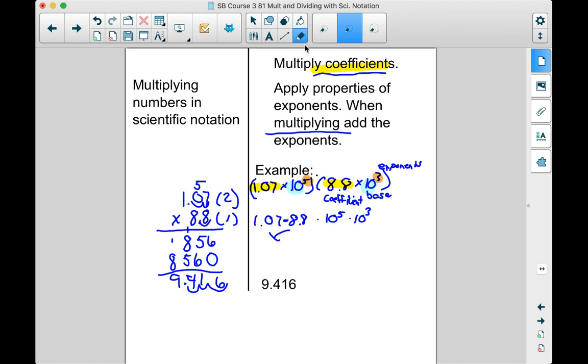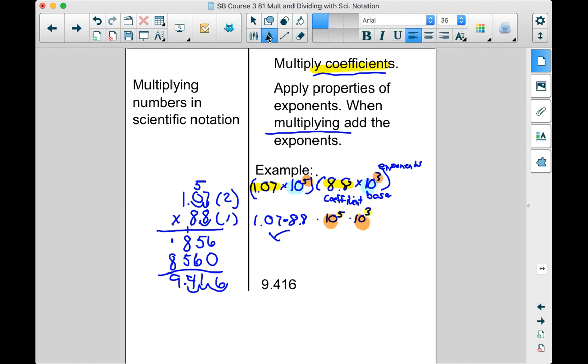All right, so now I'm going to take a look at my base. So I have a base of 10 and another base of 10. Because those bases are the same, I can look at my exponents and apply my properties of exponents. So again, I have a 5 and I have a 3. Because they're the same base, I can add my exponents. So I keep this as multiplication.